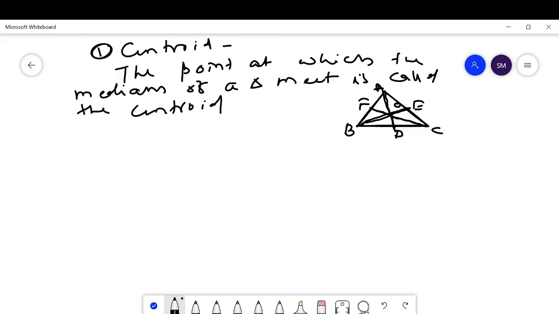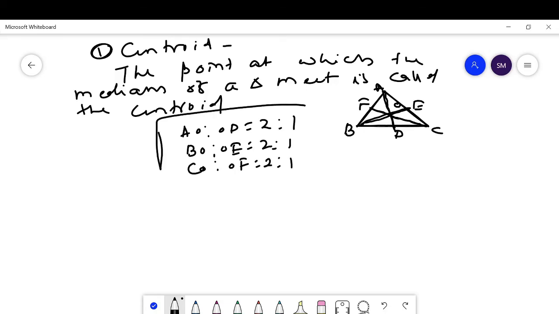Okay. Then another very important condition is also given here. When O is the centroid, it always divides AO to OD in the ratio 2:1. Means here BO to OE is 2:1 and CO to OF is 2:1. It is very important. At the centroid, the medians intersect each other in the ratio 2:1.